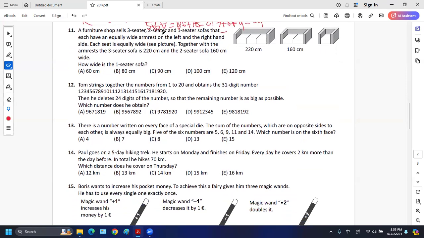Question number 11. A furniture shop sells 3-seaters, 2-seater, and 1-seater sofas that each have an equal wide arm set on the left and right hand side. Each seat is equally wide. See picture. Together with the arm sets, this 3-seater sofa is 220 centimeter, and the 2-seater sofa is 160 wide. How wide is the 1-seater sofa?